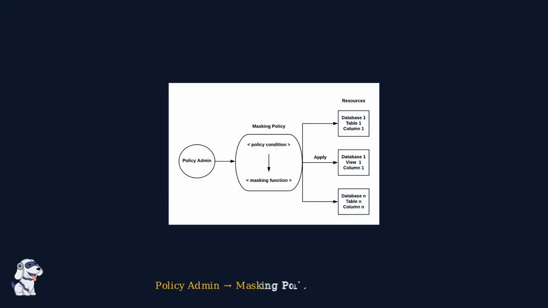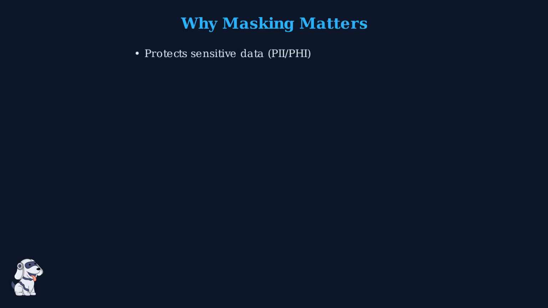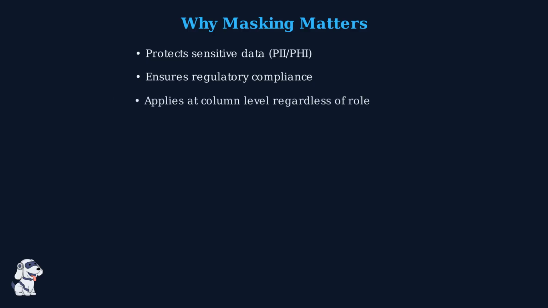How does it work? A policy administrator defines the masking function. This policy is then applied directly to specific columns. It happens automatically at query time. Masking policies are essential for privacy compliance. They allow you to share valuable data insights without exposing sensitive details, keeping your organization secure and compliant.